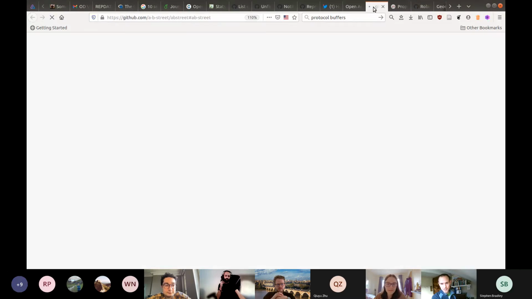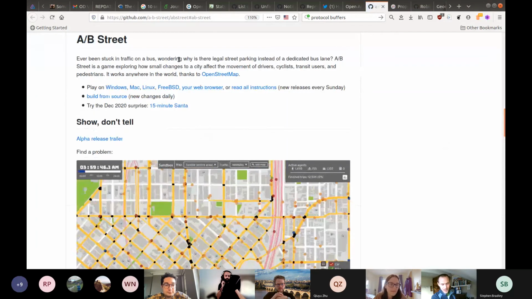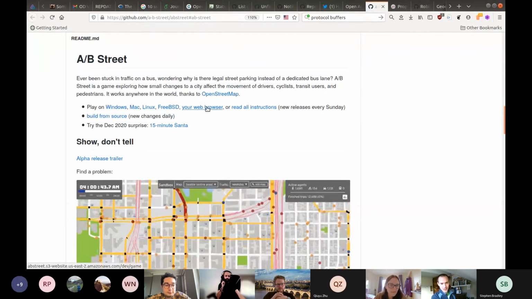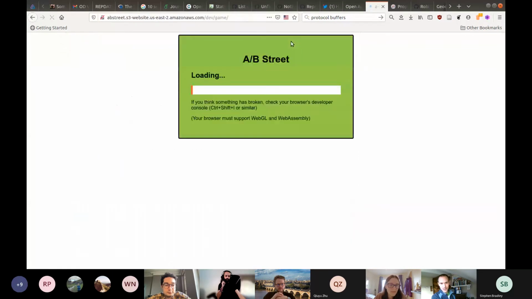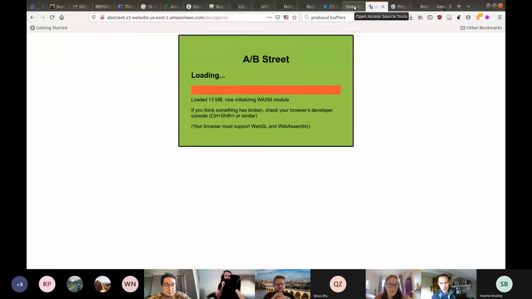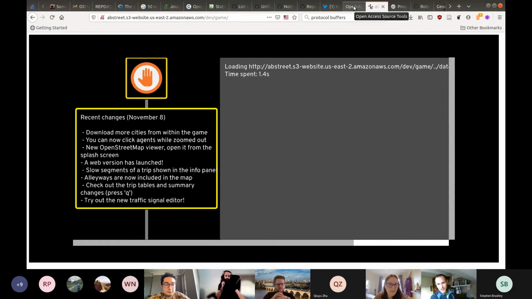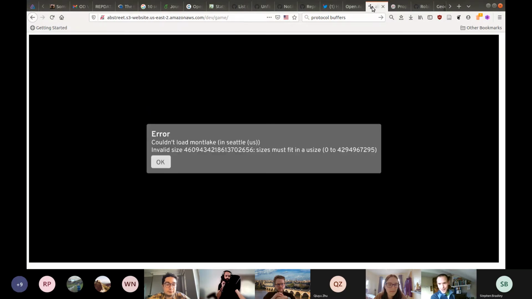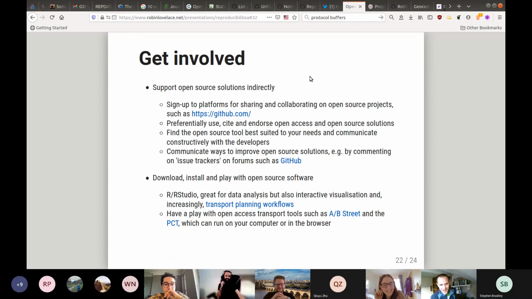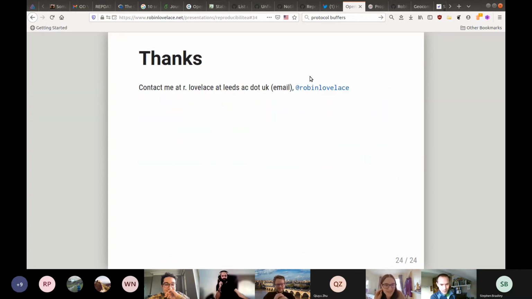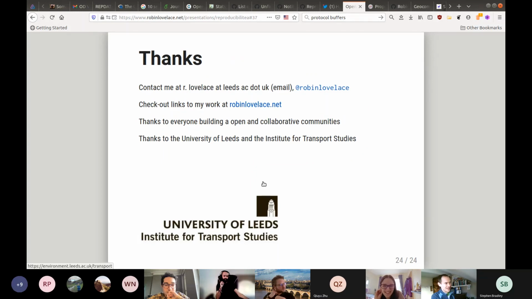So with AB Street, you can simply go on their GitHub page and then click on the web browser, and you've got an interactive geographic data-based web tool in the browser, which has crashed in the spirit of live demo. And yeah, get involved. So I've got a few references, and very happy to say that I've finished in time to allow a few questions.